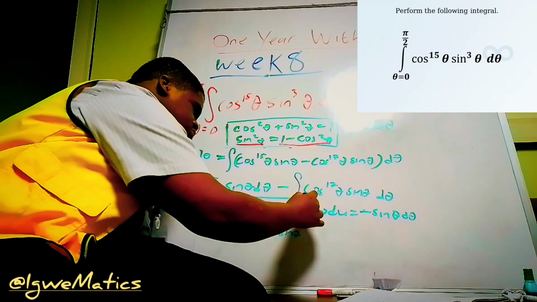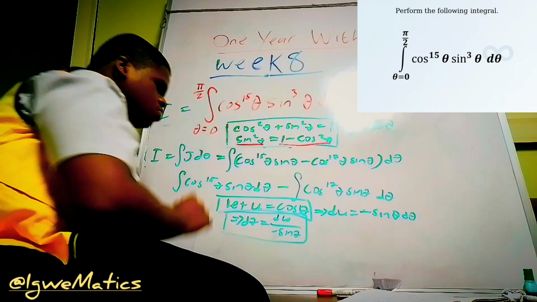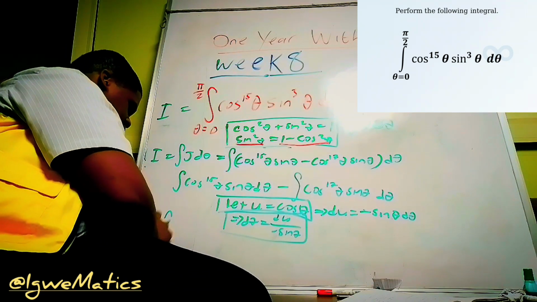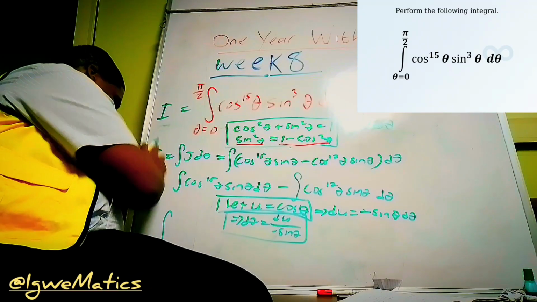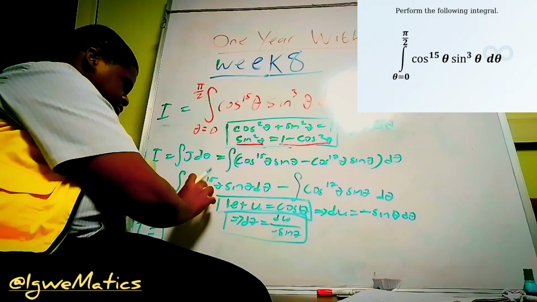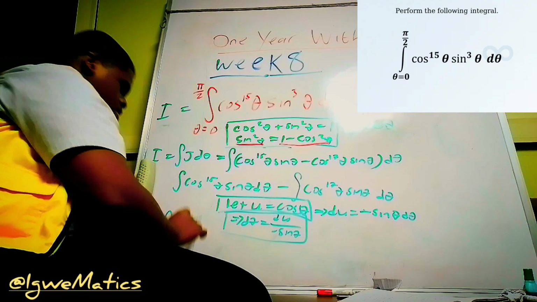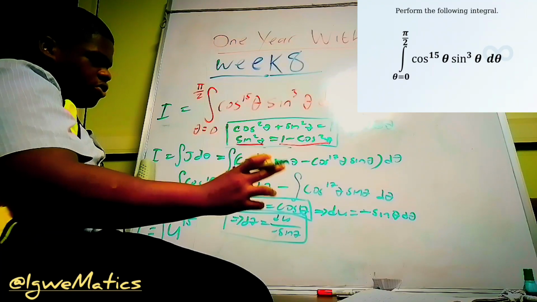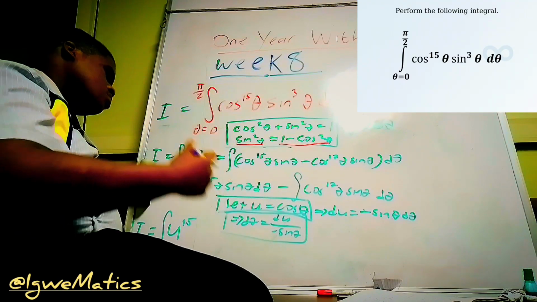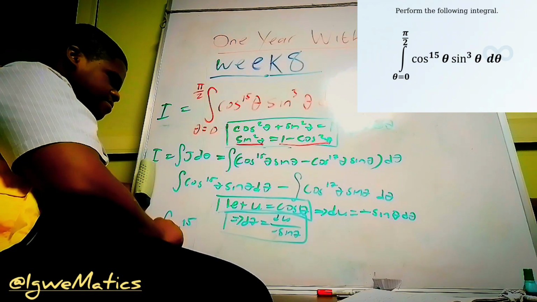Okay, so now we can apply the substitution. First of all, let u equal to cos theta. Second, let d theta equal to du over minus sine theta. If we apply that here, the integral I is equal to the integral of cos to the power of 15 theta, which returns u to the power of 15, because u is equal to cos theta. If you raise cos theta to the power of 15, you're also raising u to the power of 15. So cos to the power of 15 theta will equal u to the power of 15.